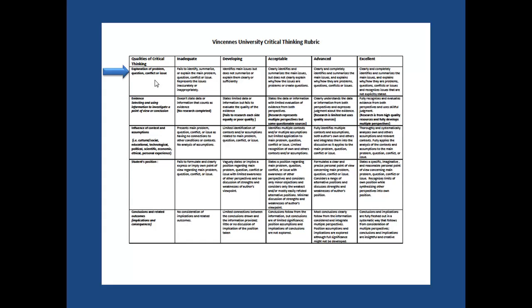The first one is the explanation of the problem, question, conflict, or issue. Can they see where the issue is? Can you give them articles on nuclear waste disposal, or ask them to go out onto the internet, and can they come up with what the issue is there? What is the issue with nuclear waste disposal? Or can you teach them different critical events that occurred in history, and then can they pick the one that has the most significance to them and explain why it has meaning for them?